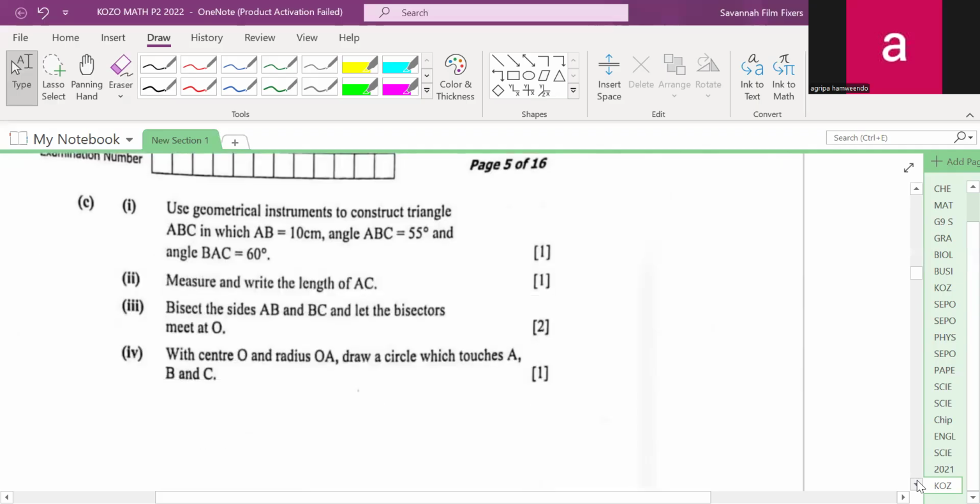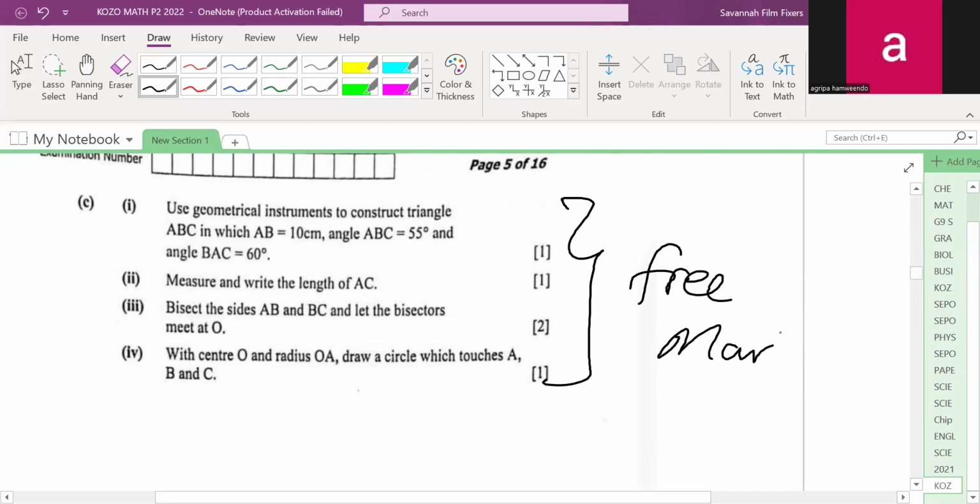Are you okay with construction? Yes, I'm okay with construction. Okay, this is like a free mark. It would be a bit hard for me to explain construction and teach it virtually. We have to be together with a compass and a protractor. So I'm going to skip this question.